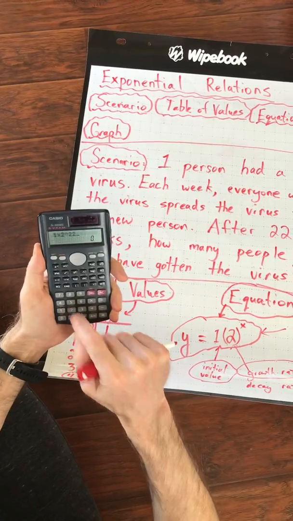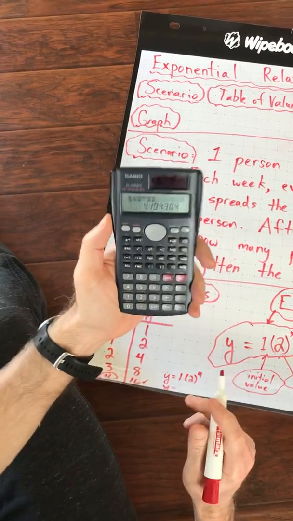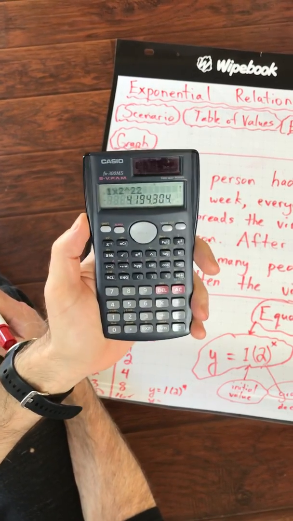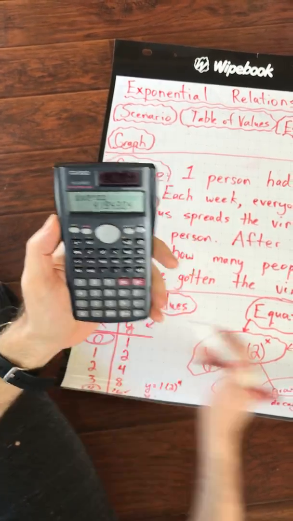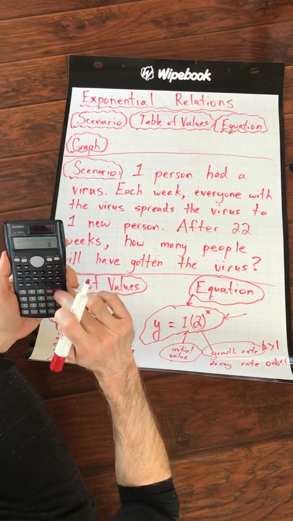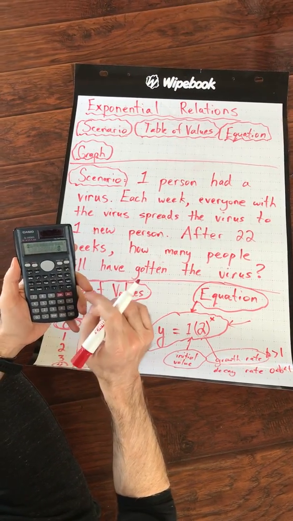22. You just plug in 22. And the answer is 4,194,304 people. All right, that's a bit much, right? Right now we only have about 1.5 million. So maybe my equation's not perfect, by the way, you guys know that, right?